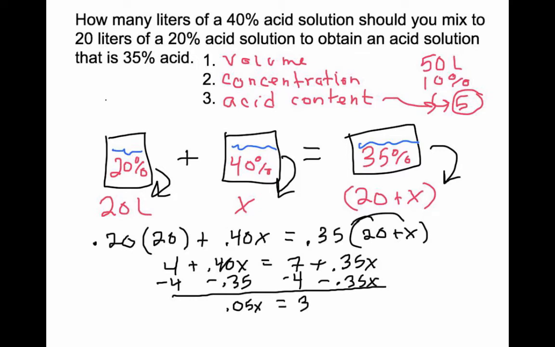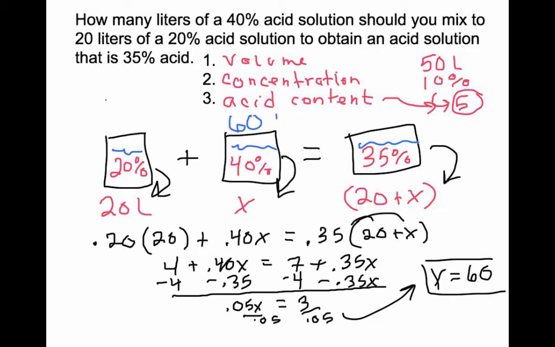Okay. So when you divide by 0.05, what you're going to get is 60. So what did we find when we found x equal to 60? Well, let's go back to the original problem and see what x represented. If I go back to my picture, I see here that x represented the amount of the 40% solution. So that is 60 liters.